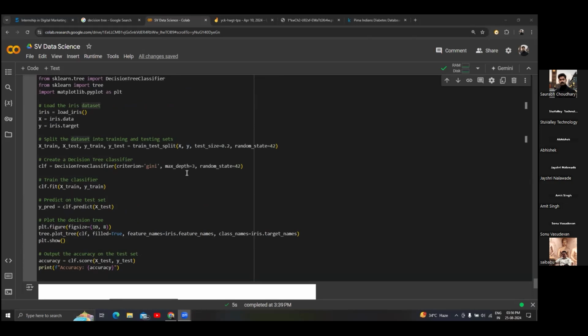Okay, yeah, Nikhil, try to, like, sir, I think I need to make changes in the figure size. Yeah, do something and try to play with this maximum depth. Try to increase or decrease, right?